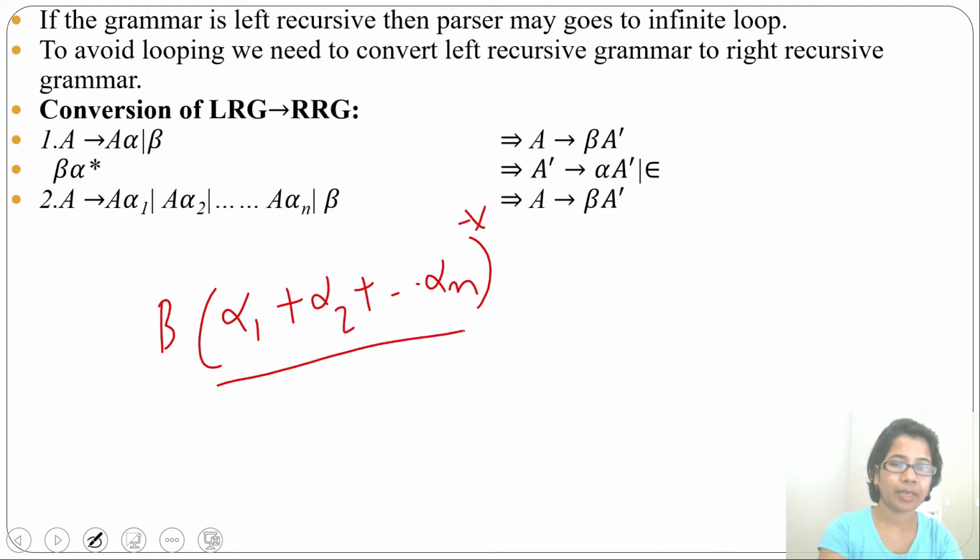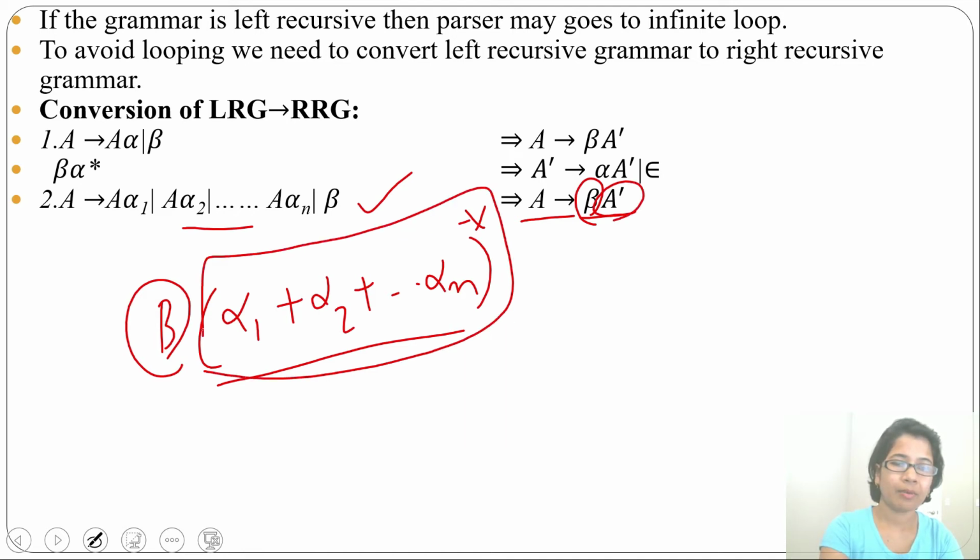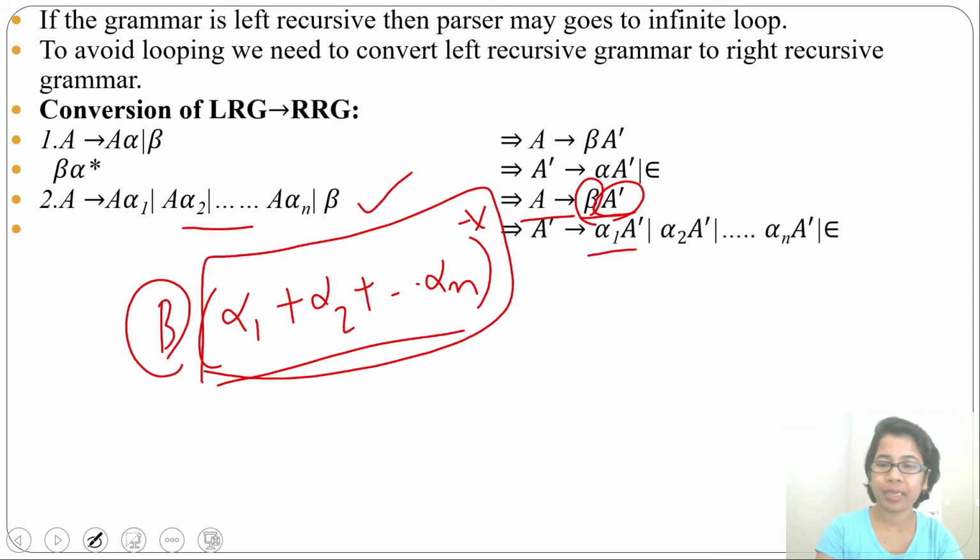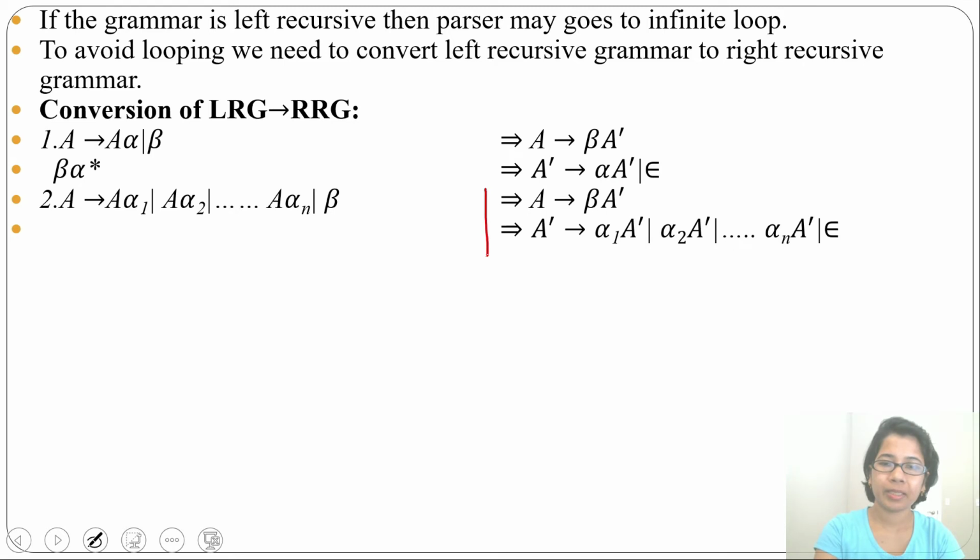Now this will be the regular expression for this language. Let's write the right recursive form of this left recursive grammar. First, from A you will generate beta A dash. So beta is for this beta. Then from A dash you will generate alpha 1 plus alpha 2 up to alpha n, whole Kleene closure. Now from A dash you will generate alpha 1 A dash or alpha 2 A dash or alpha n A dash or epsilon. Now this grammar is the right recursive form of this left recursive grammar.